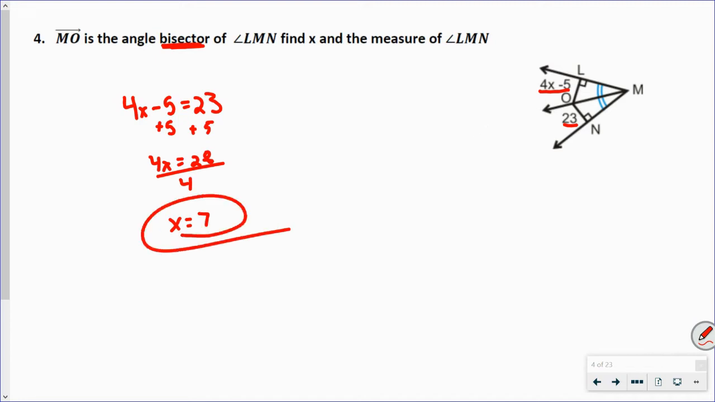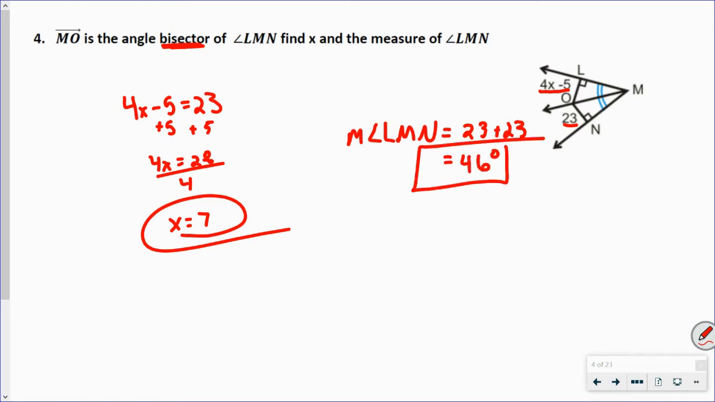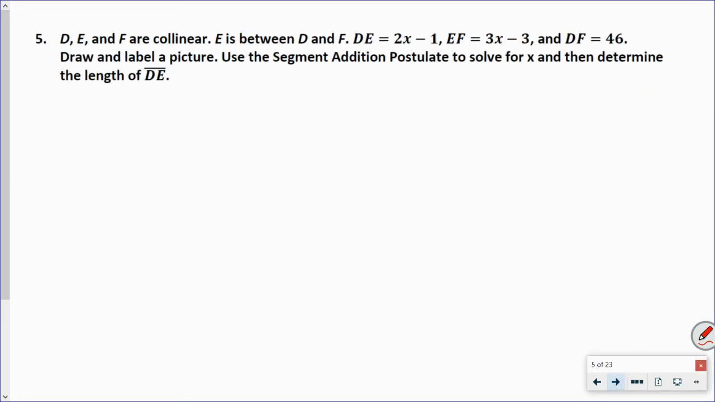So we found x, and it says find the measure of angle LMN. LMN is actually the big angle. This angle was 23. If I plug 7 back in, I should get 23 for this one. So the measure of angle LMN is 23 plus 23, or 23 times 2, which is 46 degrees, because they are exactly the same. It's very similar to midpoint of a segment with angle bisector.